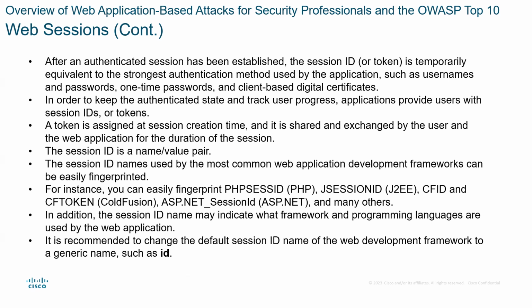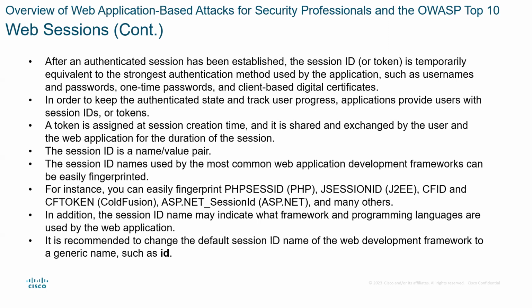Now, in order to keep the authenticated state and track user progress, applications provide users with these session IDs or tokens. Now, what is a token? It is simply an assigned value at the creation of a session. Once the session is created, it is allocated to it. This particular ID is very important for analytics. Very important. Why? Because when I say analytics, this is when you get captures like what we did yesterday using Wireshark, for example. I can actually tell you to identify a particular session number. It helps you to track what that conversation is.